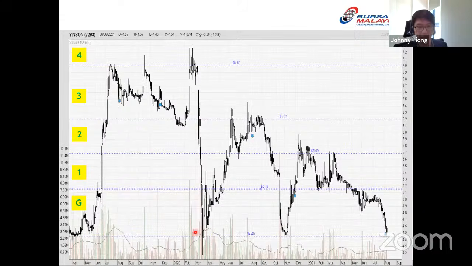and are supported here. Then you try to rise again, rise up to the challenge, break the resistance, unsuccessful, fall down to the support, try again, not successful, fall again to the support, fall again to the lower support, and try to rise again, hit the ceiling, not successful, fall down, try again, not successful, then you fall down. So this is basically the principle of support and resistance.